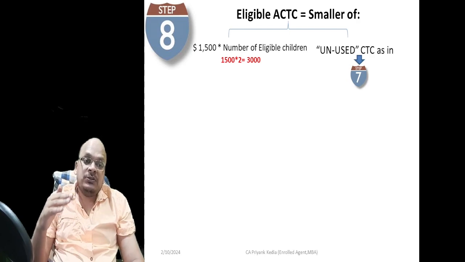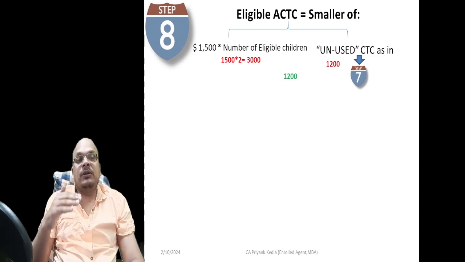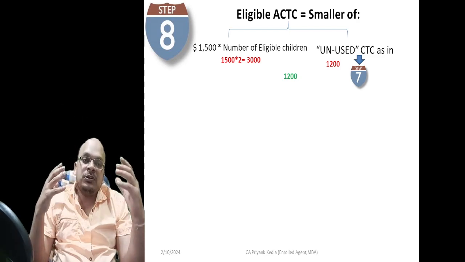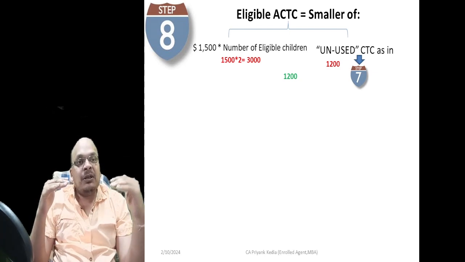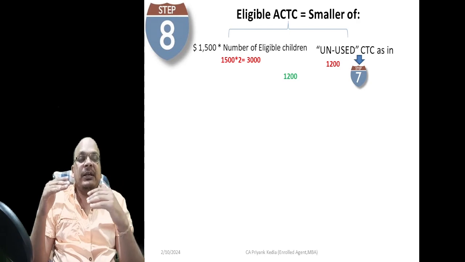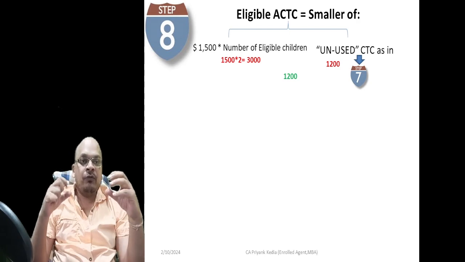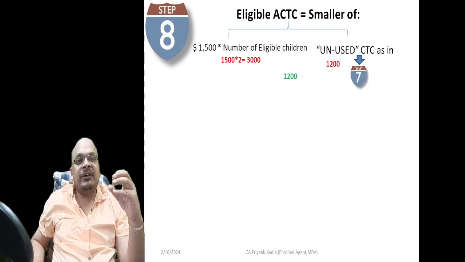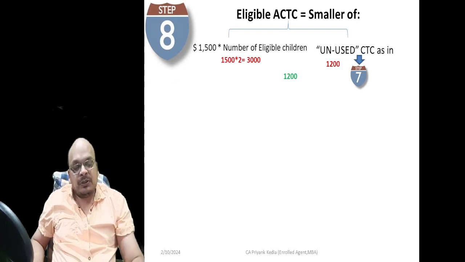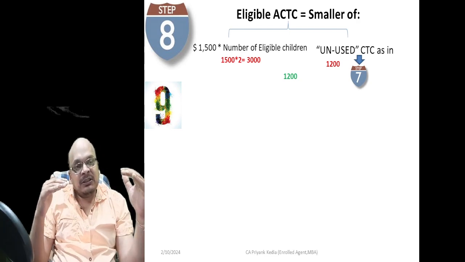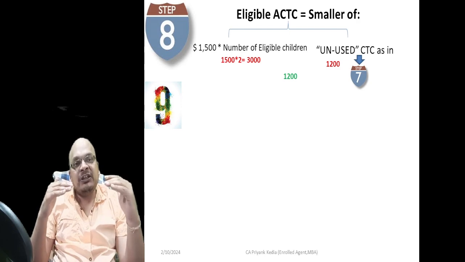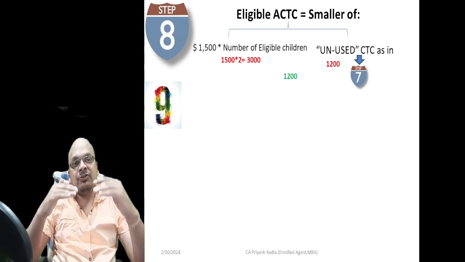But we know that the unused child tax credit, as in step 7, what we just calculated, is $1,200. So even though by statute the maximum amount is $1,500, another limiting factor is the unused child tax credit, that is $1,200. Therefore, the maximum eligible child tax credit as a refundable portion is $1,200. If you see, we are reducing down, because of other limiting factors, the maximum availability or eligibility for this credit as refund is reducing down.